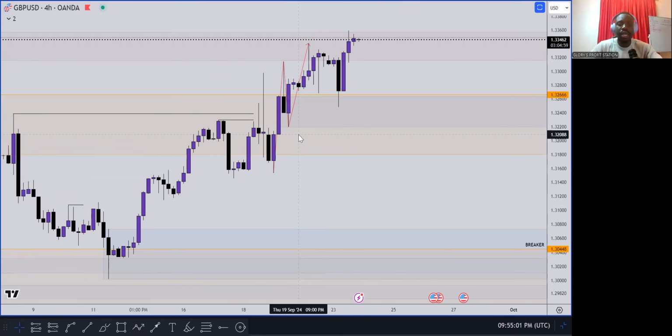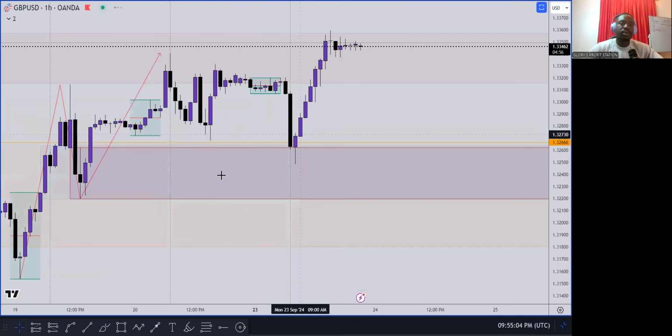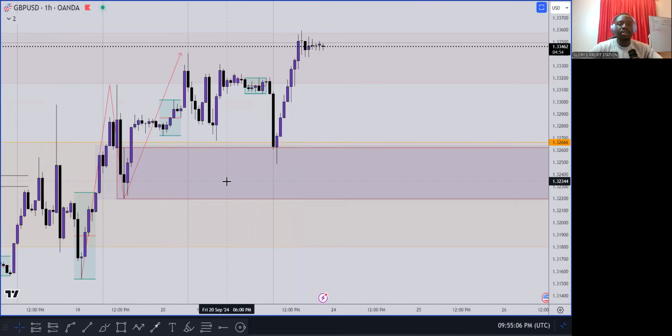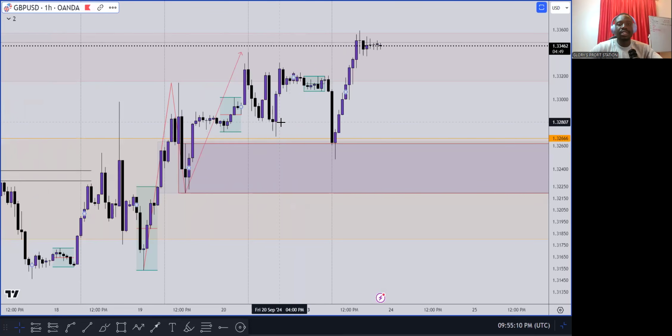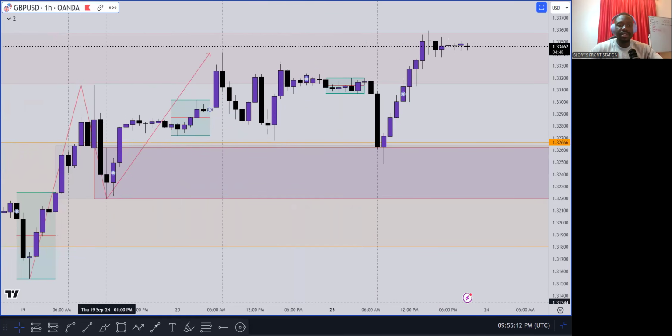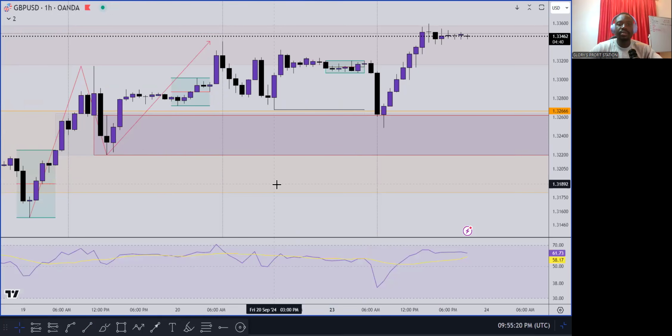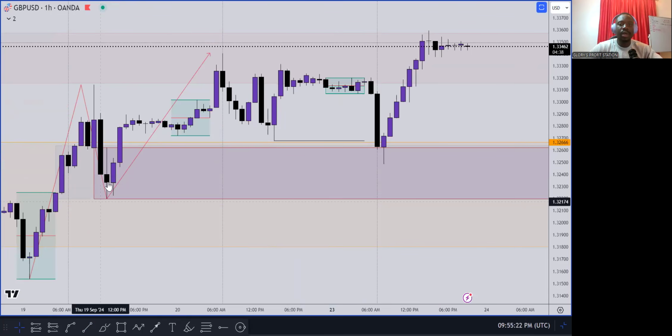Now, going to the 1-hour time frame, it's like clockwork. Look at the 1-hour order block right there. And of course, again, what you can see there is liquidity. We had liquidity right here, and of course, we had a 1-hour order block right there.